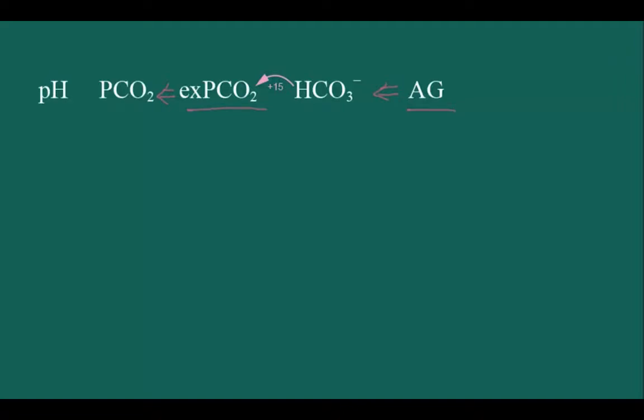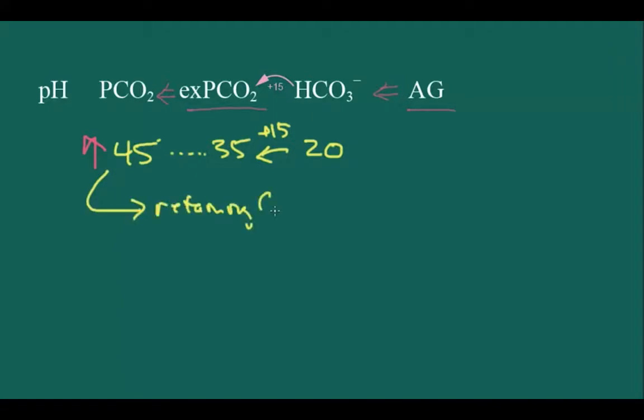How does this work? Well, say you have a bicarb of 20 and you have expected PCO2 of 35, 15 plus 20. And say your PCO2 is 45. Expected PCO2, which is a normal response to the bicarb. And even though it's 35, it wouldn't be considered a metabolic acidosis. It's just simply a response to the bicarb. Your actual PCO2 is 45, so you're retaining more CO2 than expected. Because of the difference between the PCO2 and the expected PCO2, you have a respiratory acidosis.